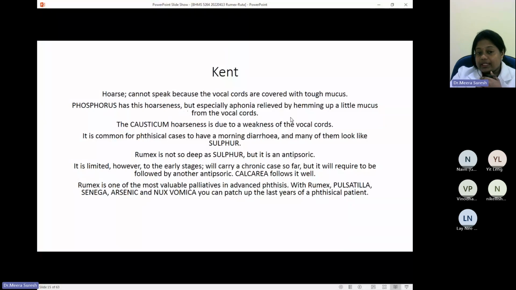but more than hoarseness in phosphorus, it is aphonia, or a loss of voice. Even if he hawks up a little mucus from the vocal cords, phosphorus will have amelioration from the aphonia. Causticum is having hoarseness, and that is due to paralysis. In Causticum, besides the raw sore sensation, another one we always say is the paralytic sensation, seen all throughout Causticum. So in Causticum, hoarseness is due to weakness of the vocal cords.